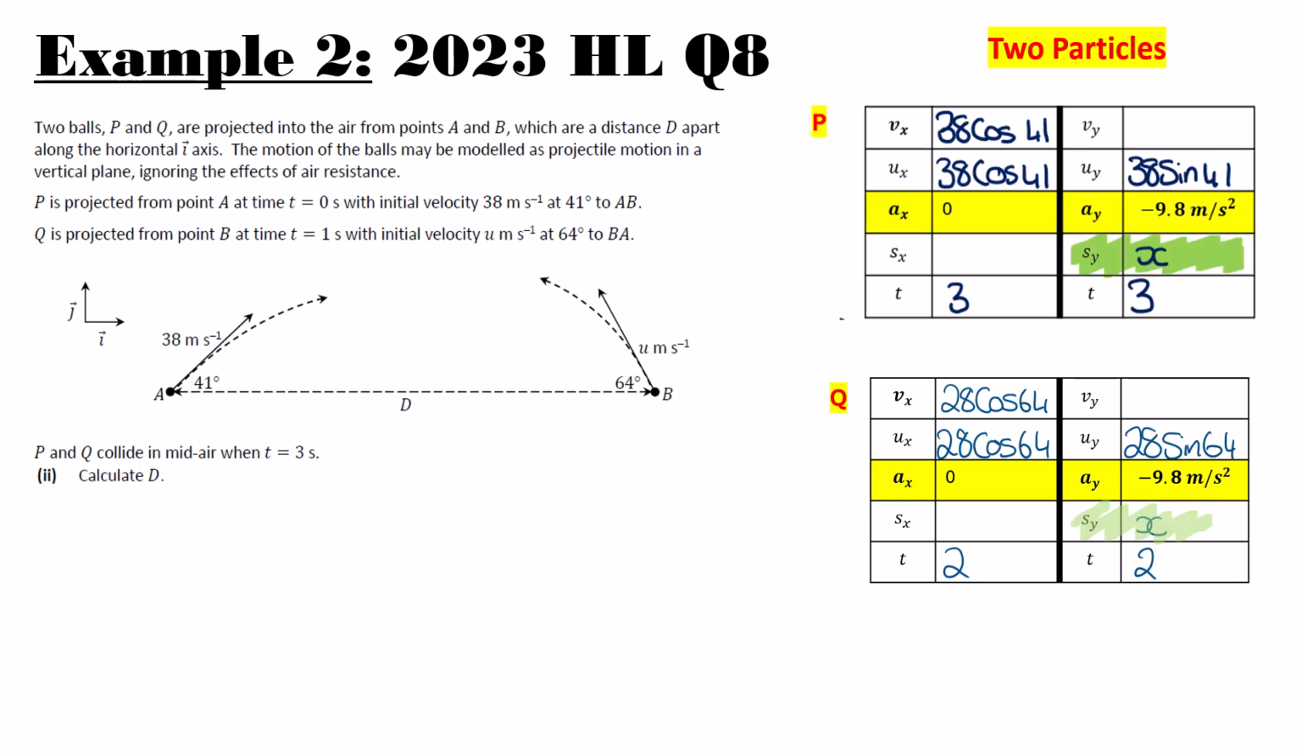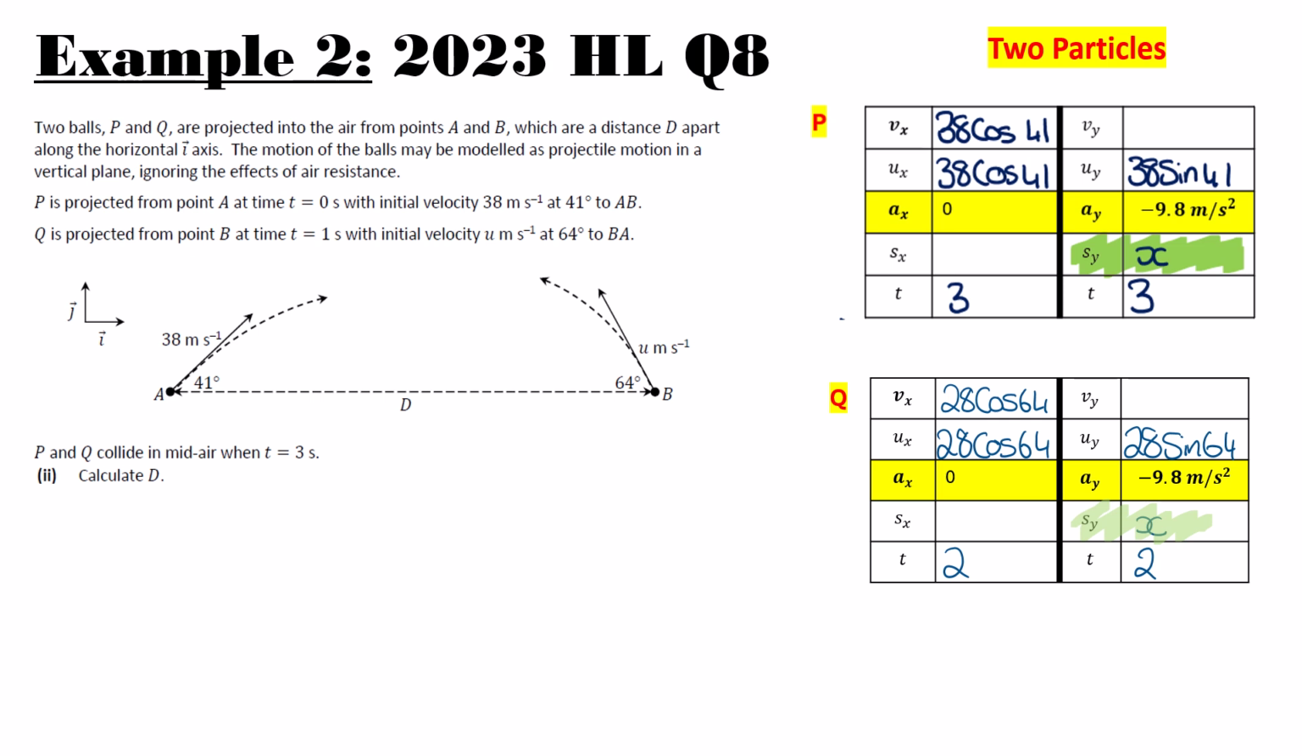So I've just updated my table for Q to include that 28, instead of U. But again, I've left it in trigonometry if you want to change that to decimals, that's absolutely fine. And we're being asked to calculate the value of D, which is the distance between A and B.